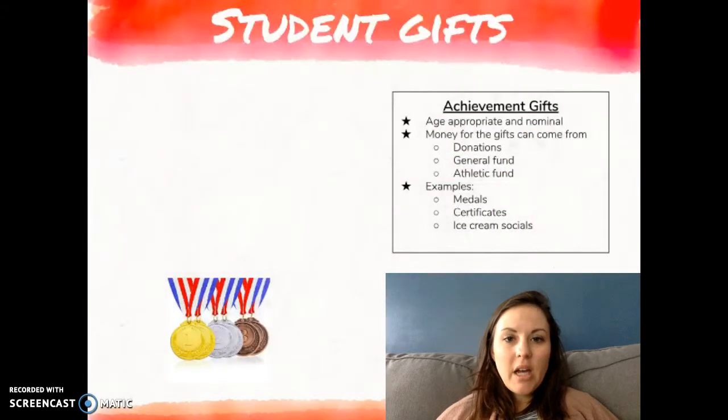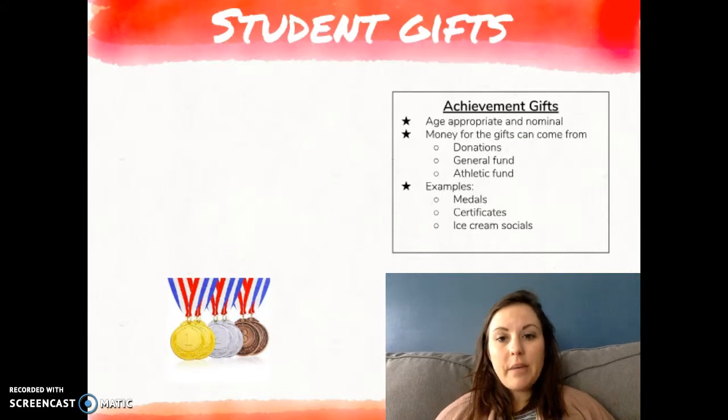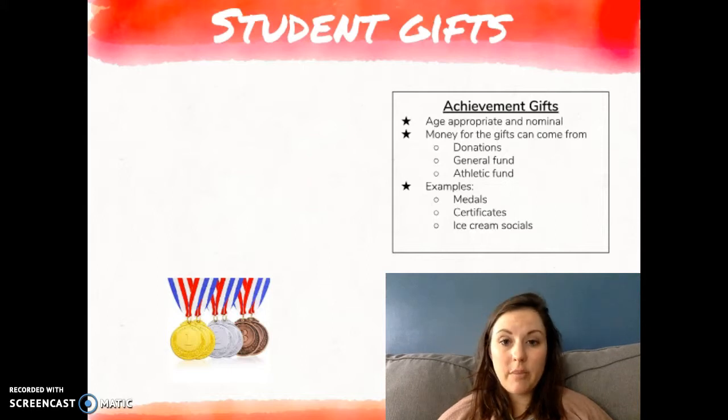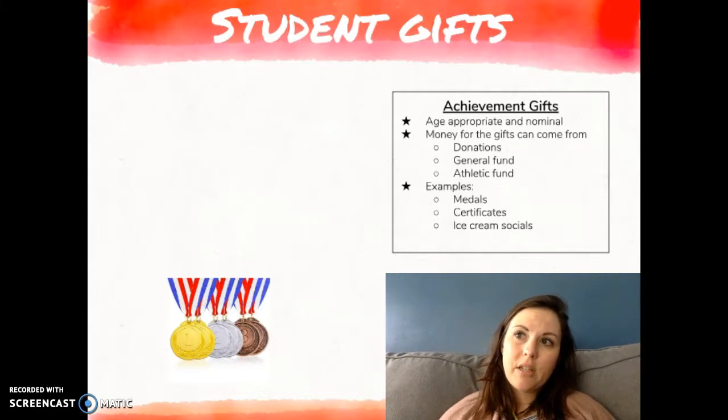So the first thing we're going to look at is student gifts, and there are two different ways that they can be split up. The first one we're going to talk about is achievement gifts, and these gifts must be age appropriate and nominal. The money for these should be either donated or come from the general fund or athletic fund. Typically, these are things such as medals and certificates that students can earn after participation in different events. These can also be social events that can be used for recruiting or bringing the team together and creating that support within each other.